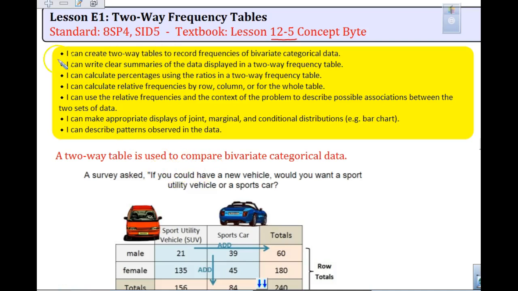We are going to be looking at all these different I can statements. This is kind of what our whole unit is. We're not going to be doing all of this today. So today our main thing is the two-way tables and recording their frequencies in our data.